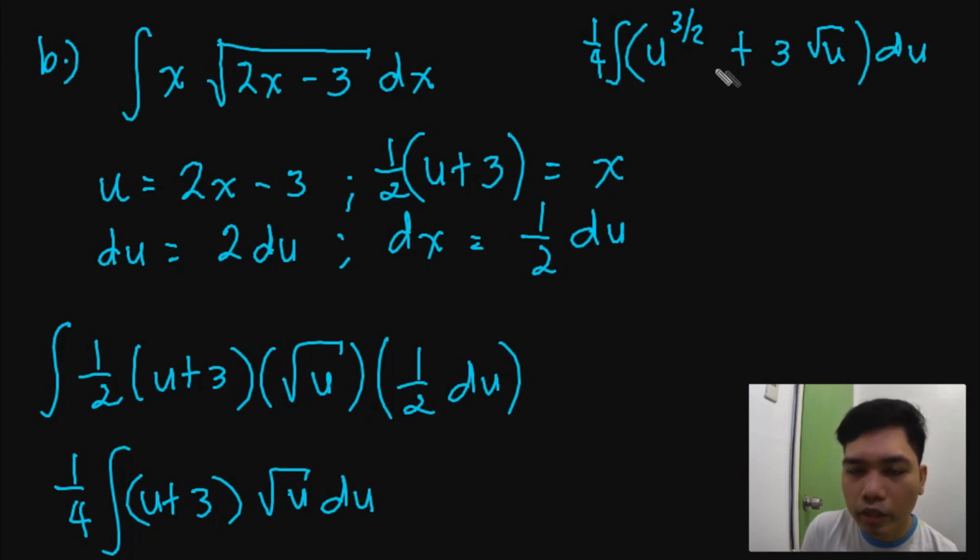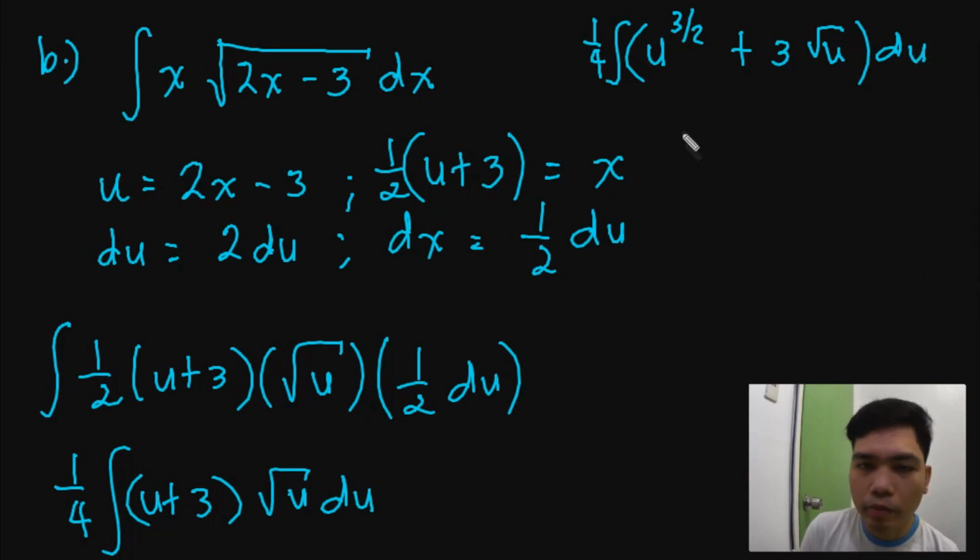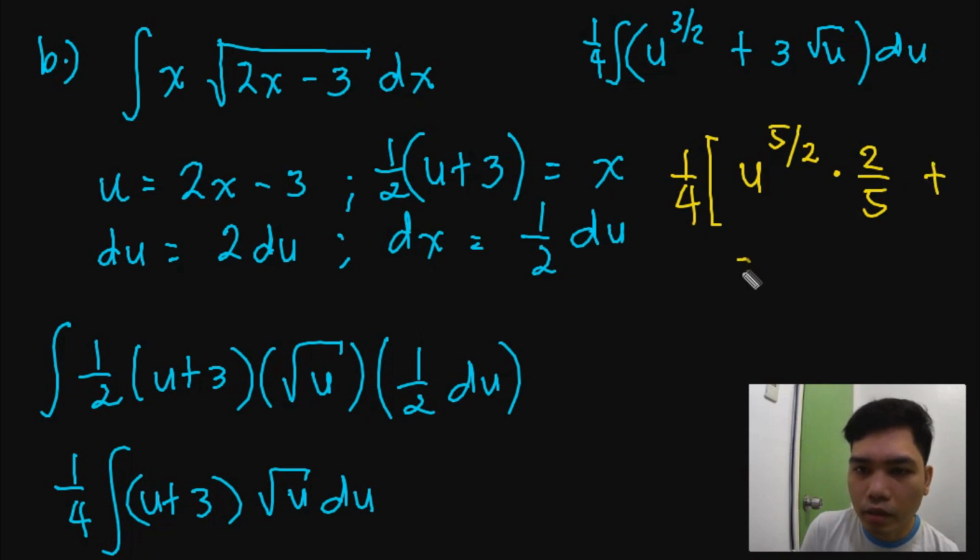Now you can actually integrate this directly using fitting integrand. So you perform the first operation first. So we have 1/4, then you multiply this with the derivative of the first term, so that will be u raised to 5/2, and then of course this is multiplied with 2/5, and then plus 3 times u raised to 3/2 times 2/3. So this is plus c.